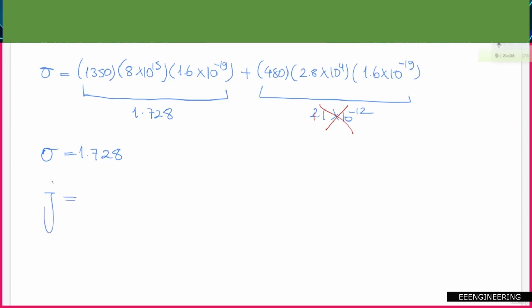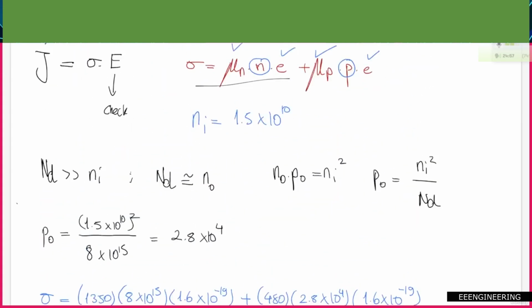So this is the conductivity value we have, but the question is not done, because we are looking for the drift current density, which is going to be conductivity times electric field, and electric field is 100 volts per centimeter. So in the end, what we're going to have is 172.8 A over centimeter squared. This is the answer. And this A is, by the way, amperes. So this is the answer for example 1.